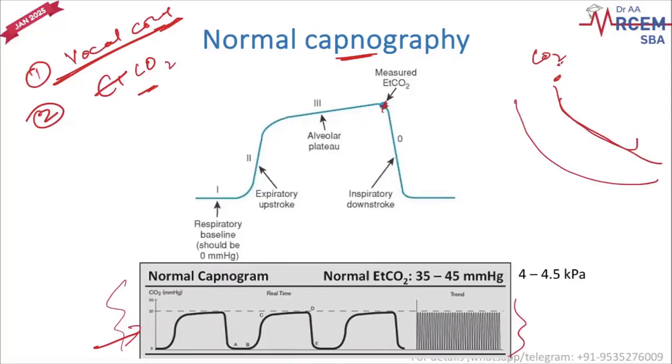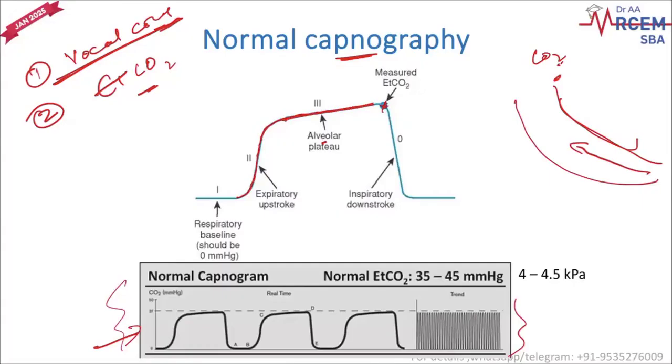When your expiration starts, the carbon dioxide you're expiring will increase drastically. Why? First, you're breathing out the air present in the trachea, which doesn't participate in the exchange of gases at all. Once you go deeper, the exchange of gases increases, maximum in the alveoli. So there is a sudden increase in carbon dioxide values when you are expiring. It reaches a plateau when you reach the alveoli, because that is the maximum concentration you are having.